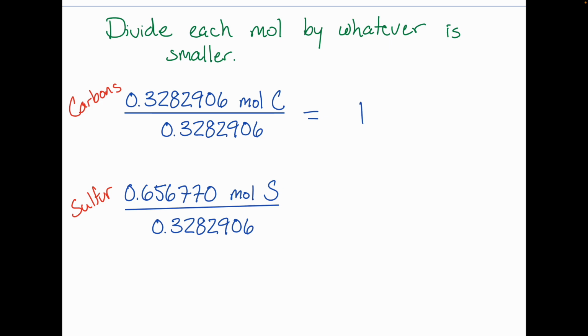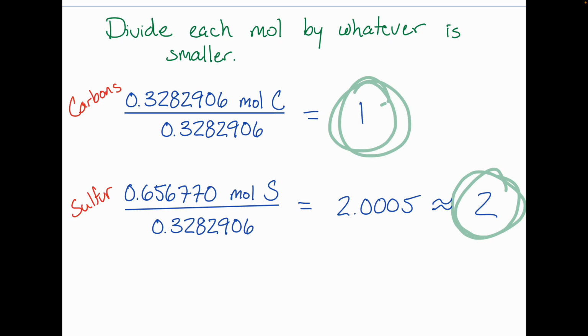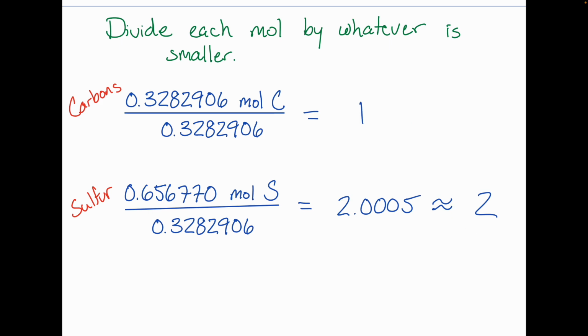If I take my 0.6 whatever and divide it by my 0.3 whatever, I just copied my numbers from my calculator to be as exact as I can be. I get 2.0005, which is really close to what whole number? 2. So this tells me that I have twice as many moles of sulfur as I have moles of carbon in this compound. So my chemical formula then should just be CS2. That's my final answer.